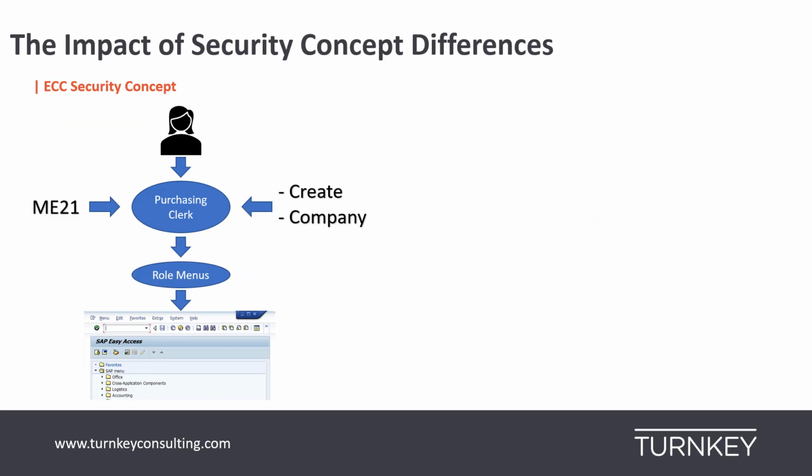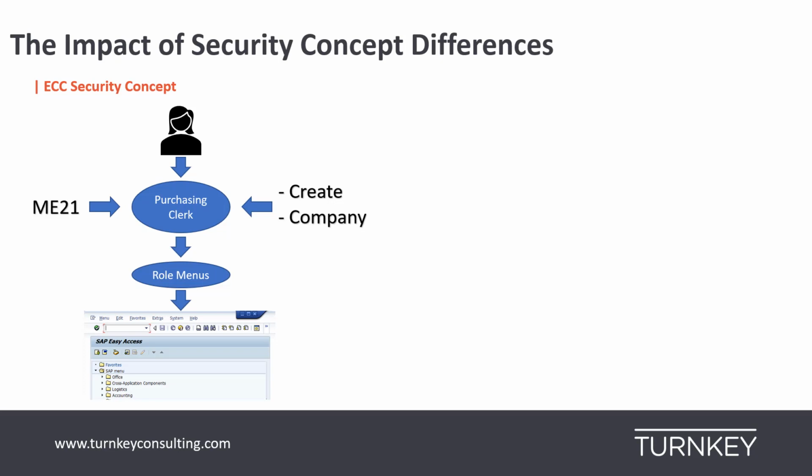So if we look at it at a very, very high level, the ECC security concept: you have a person, let's say a purchasing clerk, who has access to the transaction code ME21, and then they have actions where they can create things specific to a company that they are assigned to. You then maintain the role menus, and then they finally have access to the SAP GUI.